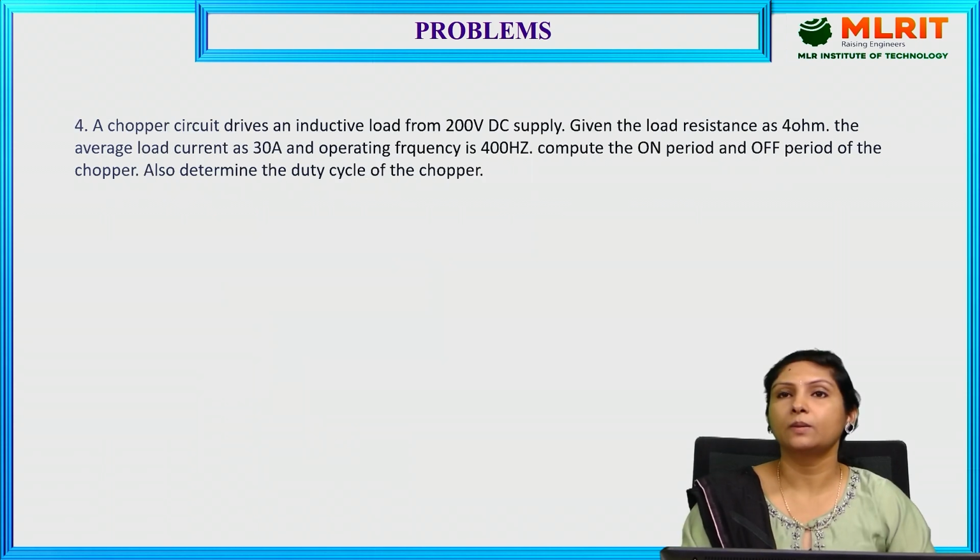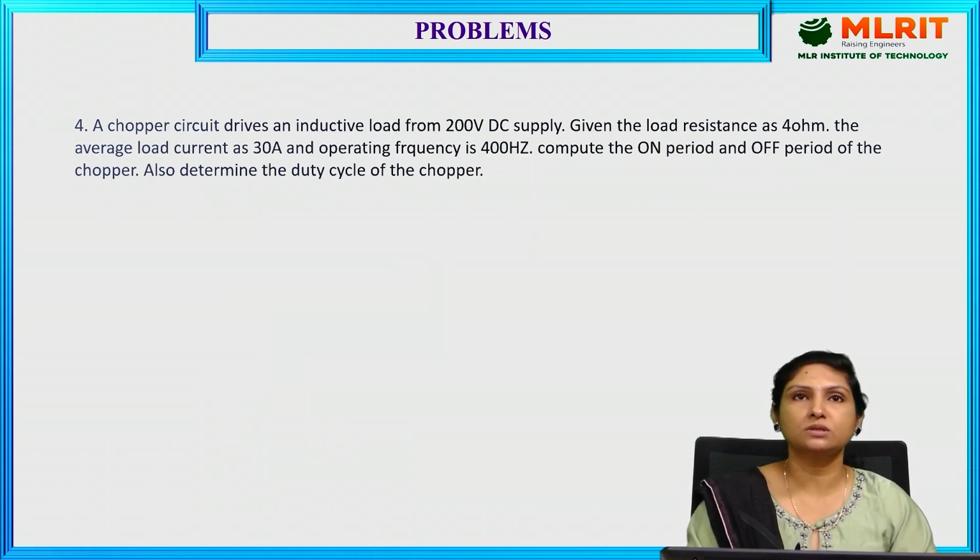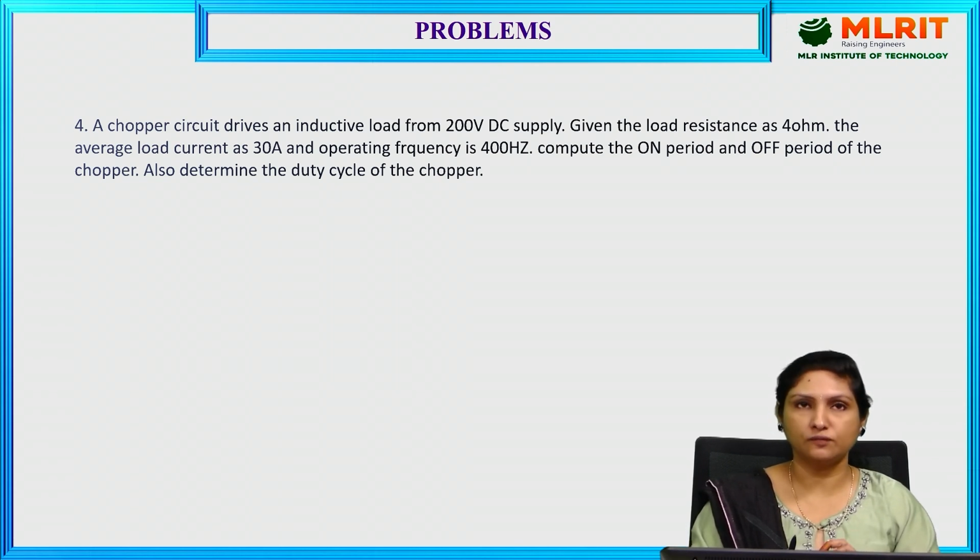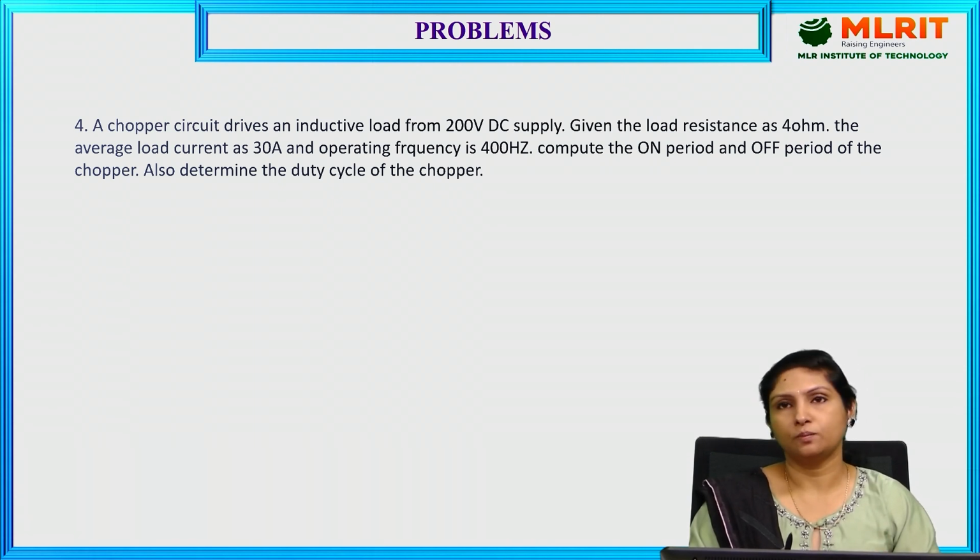That's it. And coming to the fourth problem: a chopper circuit drives an inductive load from a 200 volts DC supply, given the load resistance as 4 ohm, the average load current as 30 amperes, and the operating frequency as 400 Hz. Compute the on period and off period of the chopper. He's also asking to determine the duty cycle of the chopper.